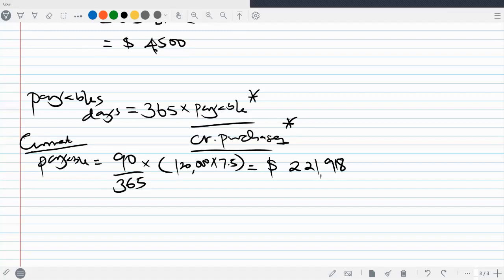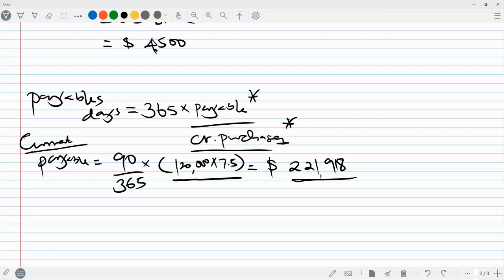Don't forget, in total, the amount the company has been owing the supplier through the year is 120,000 times 7.5. But our main concern together is the average. If you have to go and do an audit of the payable at any point in time, the average payable will be equal to 221,918.